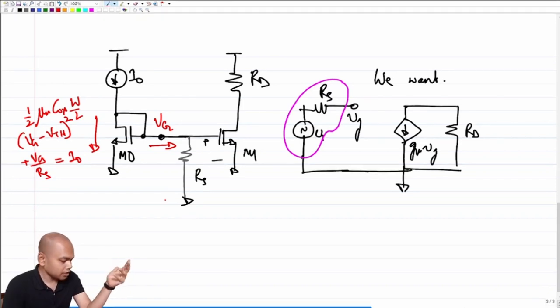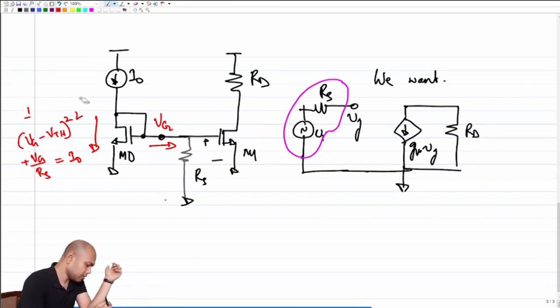But the key thing to note is that the current I0 is not flowing into M0 only. Current I0 is flowing into RS also, and if the value of RS is small, then most of this current I0 will flow into RS, right? And naturally the current into M0 will become much smaller than I0. If the current into M0 becomes much smaller than I0, the current in M1 will also become much smaller than I0, because M0 and M1 form a current mirror. Okay, so we cannot do this. So what will be the solution?